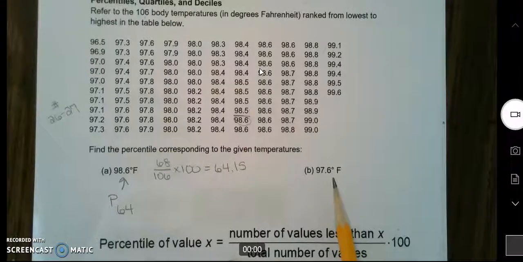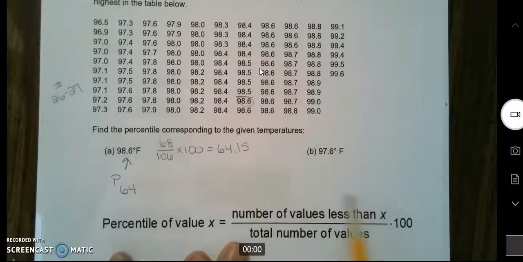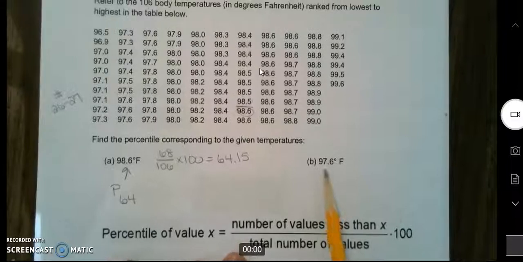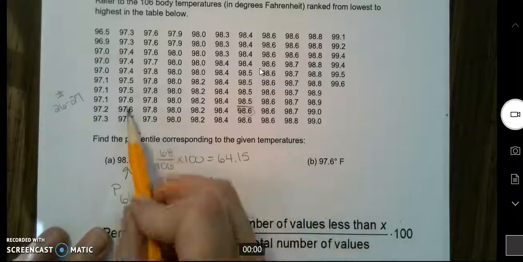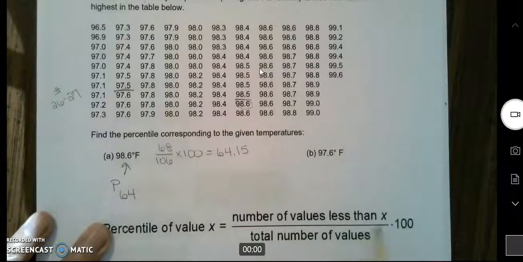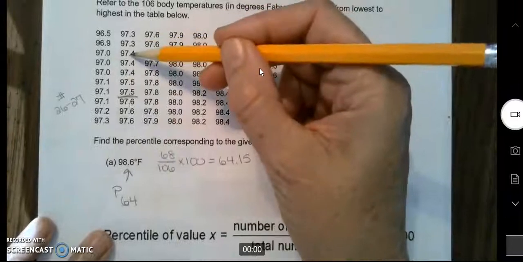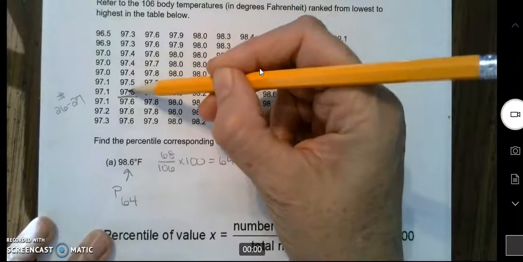Okay, so let's go ahead and work through this one. So we want to find the percentile of 97.6. So I'm going to count how many of the temperatures are less than 97.6. So it starts right here. Here's the very first one. Okay, the numerator is how many are less than 97.6. And there are 10, 11, 12, 13, 14, 15, 16. There's 17 of them.